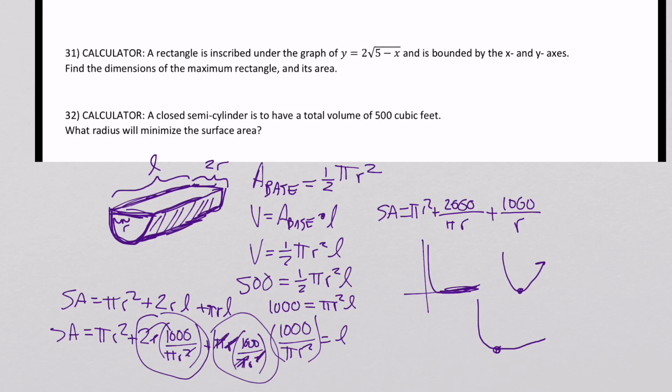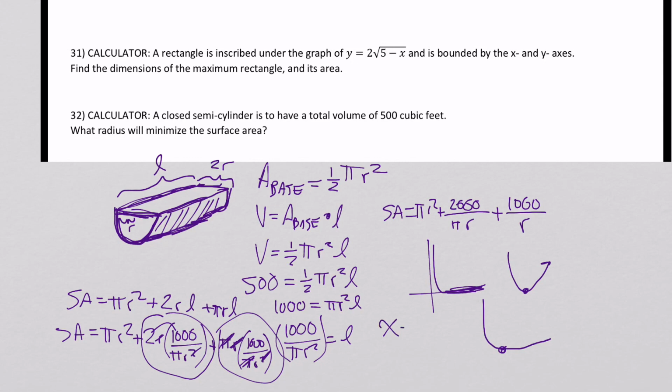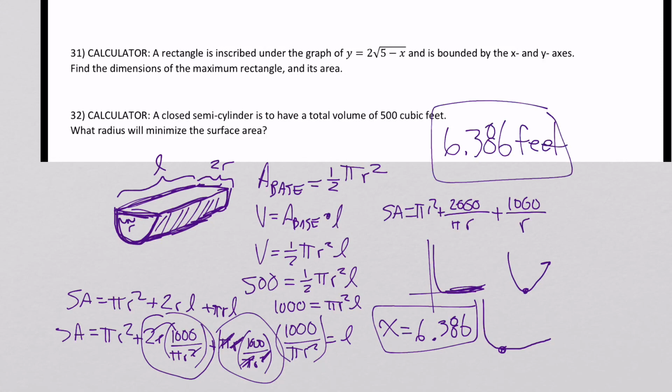Second, calculate minimum is option 3, left bound 0, right bound 20, guess, hit enter. It will jump you straight to x equals 6.386. And so what radius will minimize the surface area? Well, a radius of 6.386 feet will minimize the surface area.